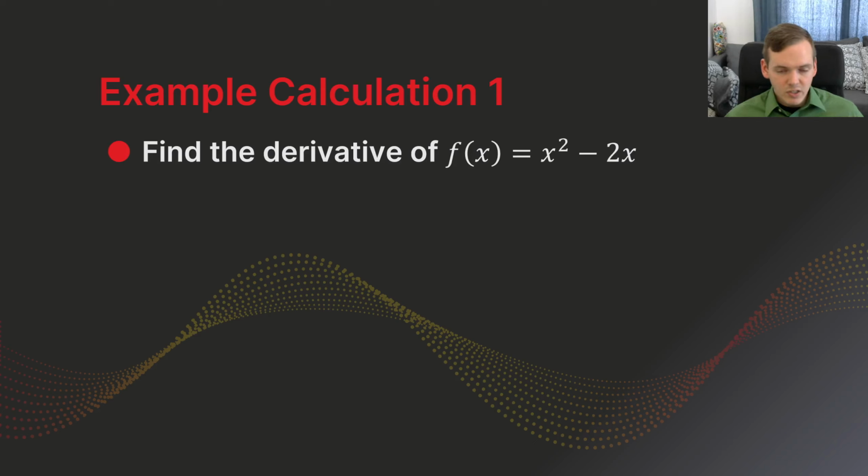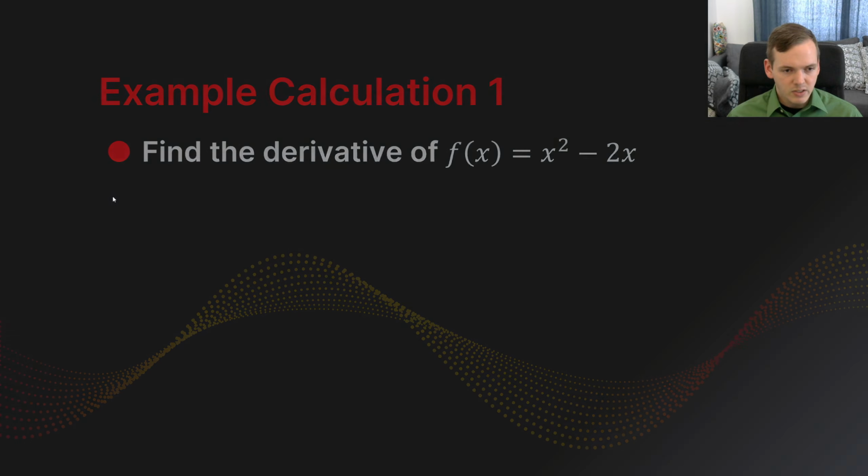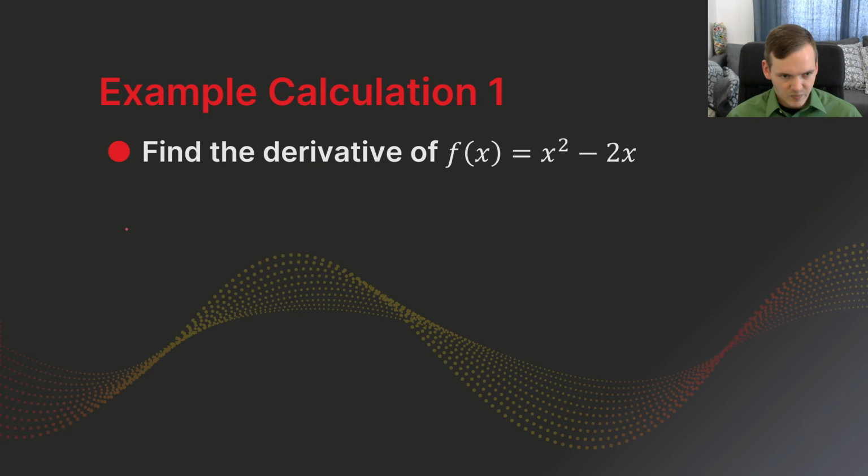We've talked about the definition of the derivative, and now we're going to actually use that definition to calculate some values. So we start with the function f of x equals x squared minus 2x. The definition of the derivative, which is what we always need to start with, is that the derivative of f of x is equal to the limit as delta x approaches 0 of f of x plus delta x minus f of x divided by delta x.